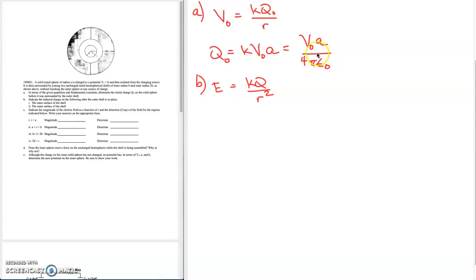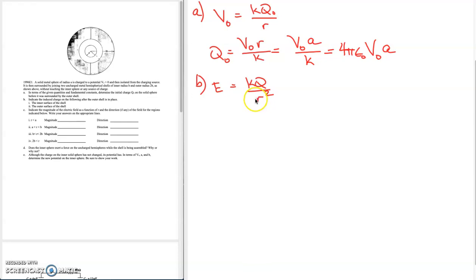this stuff. Oh, whoops, you know what? I can't do basic algebra. Let me fix this. We're going to multiply by r and divide by k. So that's v naught r over k. And in this case, r is the radius a. Or you could also say 4 pi epsilon naught v naught a. All right. Apologies. Silly algebra mistake.